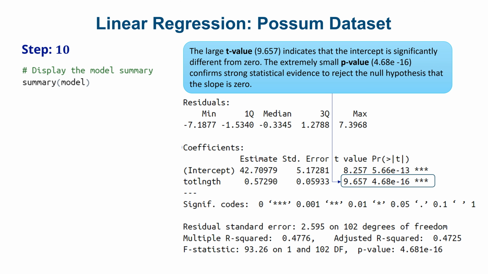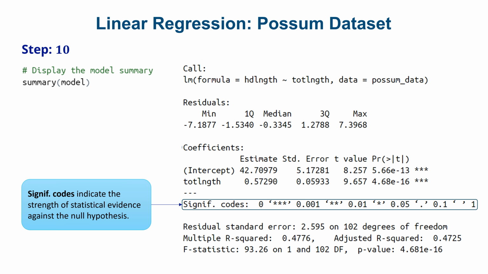Same like the previous value, this high t value suggests that the coefficient for total length is highly significant. The p-value being far below 0.001 indicates overwhelming evidence against the null hypothesis, that is, the slope is 0. This confirms a statistically significant relationship between total length and head length, which means that changes in total length significantly predict changes in head length.